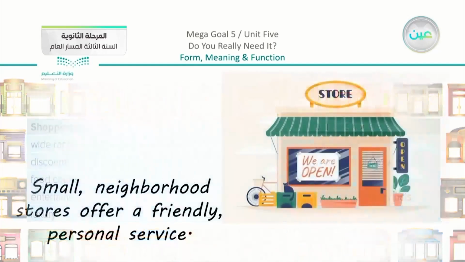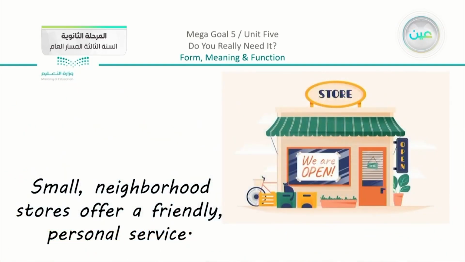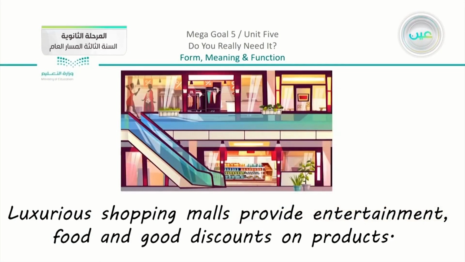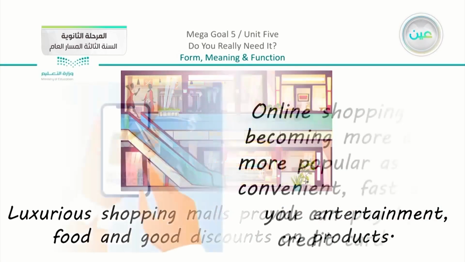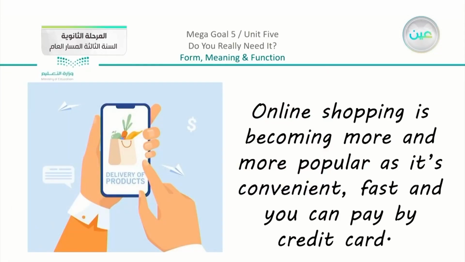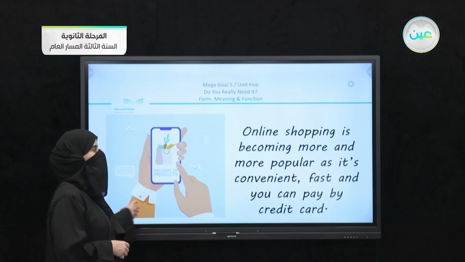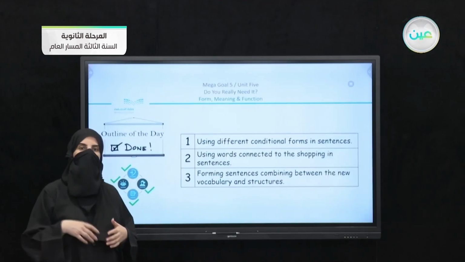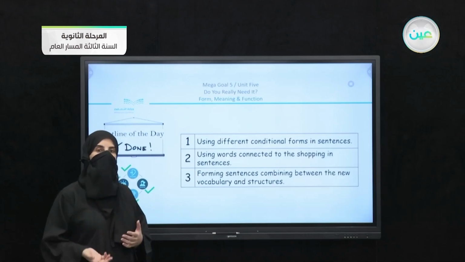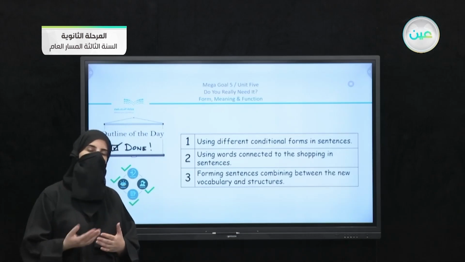So just to apply them in sentences, we're going to give examples here. Small neighborhood stores offer a friendly personal service. Luxurious shopping malls provide entertainment, food, and good discounts on products. Online shopping is becoming more and more popular as it's convenient, fast, and you can pay by credit card. So we can see here, what do they mean by the word fast? So we have here, these words are connected and related to shopping, which is also related to advertisements and what we have in Unit 5 in general. Do you really need it?